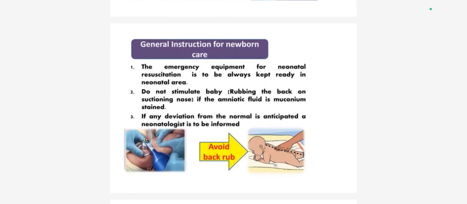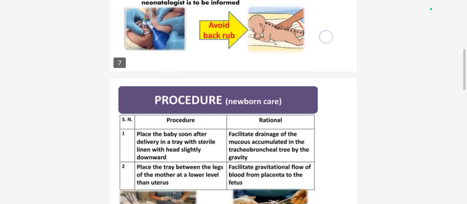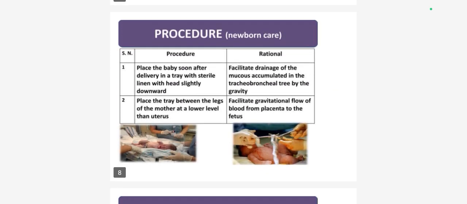General instructions for newborn care. The emergency equipment for neonatal resuscitation is to be always kept ready in the neonatal area. Do not stimulate the baby, by rubbing the back or suctioning the nose, if the amniotic fluid is meconium stained. If any deviation from normal is anticipated, a neonatologist is to be informed. Avoid the back rub.